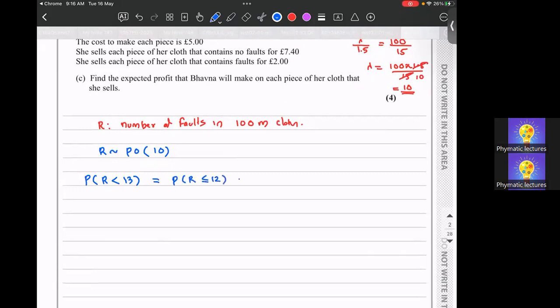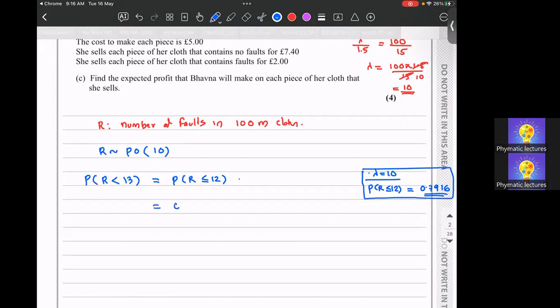Then you refer to the cumulative Poisson distribution table. So for lambda 10, the probability of R less than or equal to 12, if you refer to that table, you will get 0.7916. You can even refer to it yourself and cross check it. 0.7916 is the value of the probability of R less than or equal to 12.